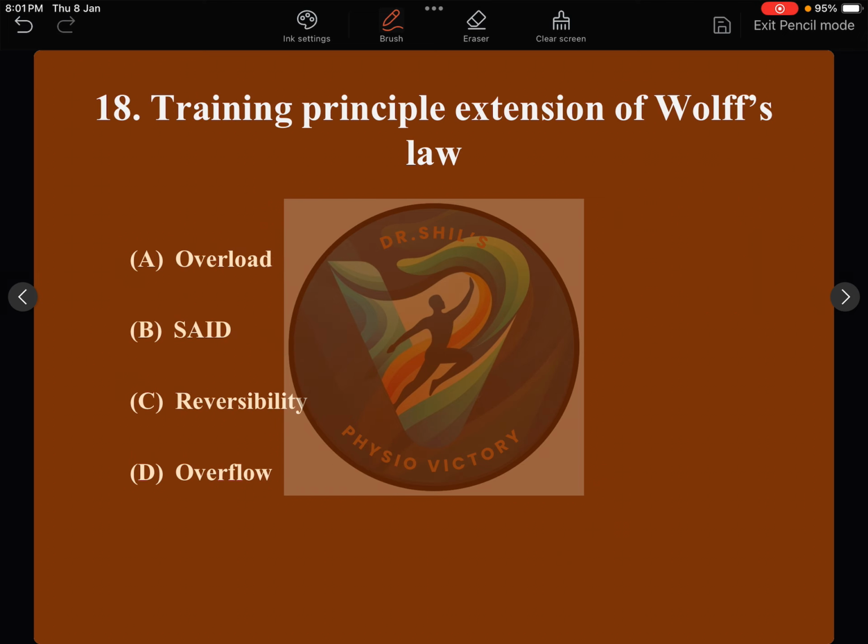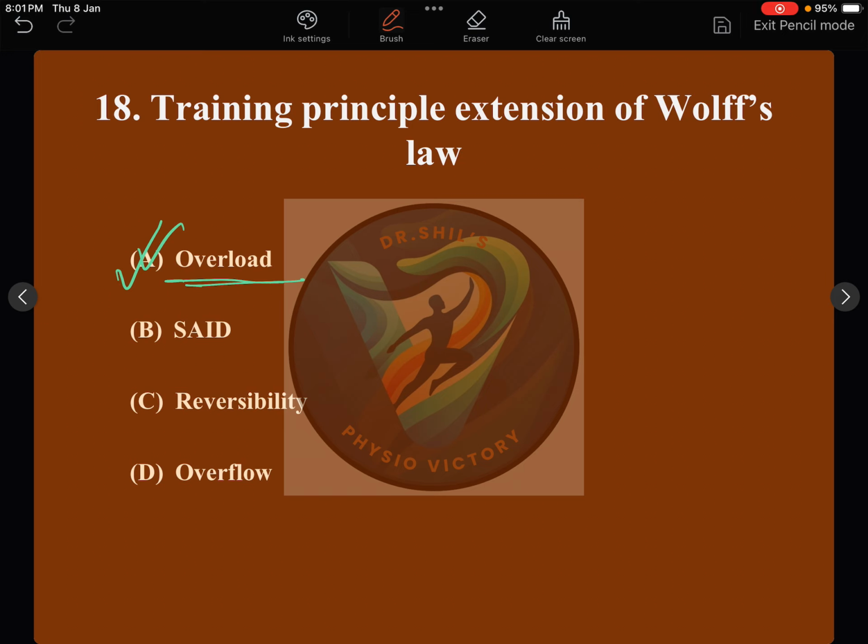Next, come to question number 18. Training principle extension of Wolff's law. Basically, they ask which training principle is extension of Wolff's law. Option A, overload. Option B, SAID. Option C, reversibility. Option D, overflow. Here the correct answer is option A, overload or overload principle. Overload principle is the extension of Wolff's law.